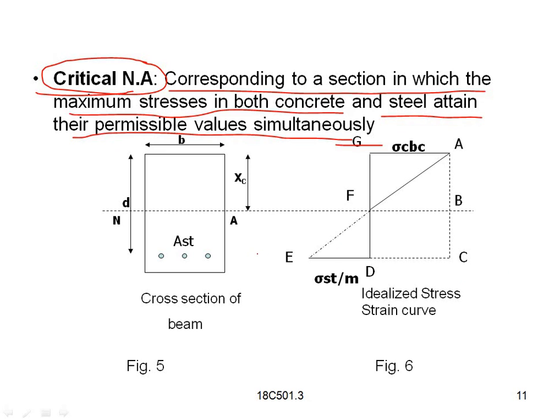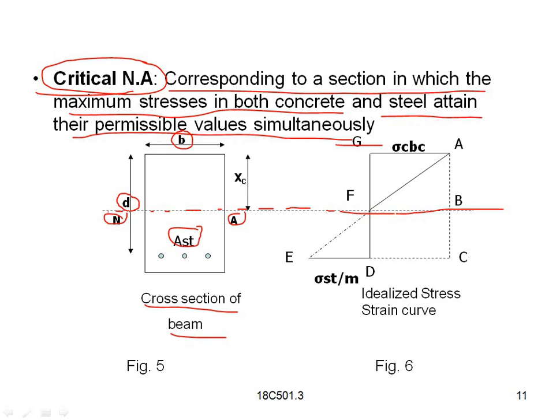So let us see the diagram here. It is a cross section of a beam, and you are seeing it from one side. Here d is denoted as the depth of the beam and b is denoted as the breadth of the beam. NA is called the neutral axis line. We can see the dotted line there. So this is our neutral axis line. And Ast is nothing but the area of steel, the 1, 2, 3 bars which are there. Here is the cross section of the beam.